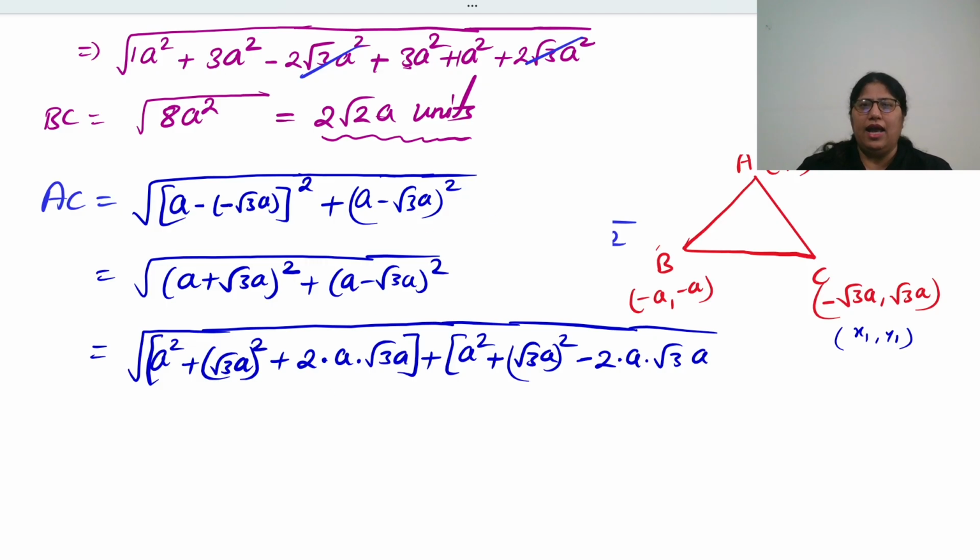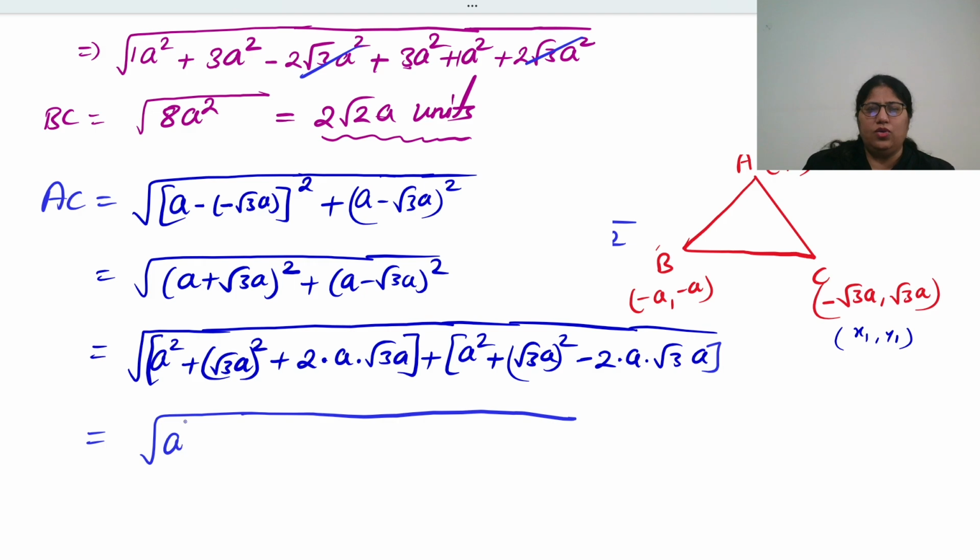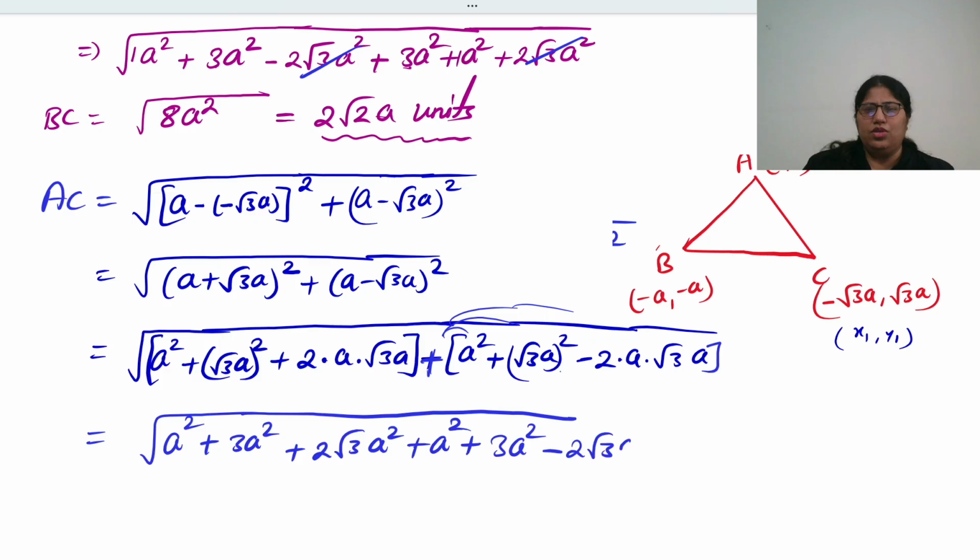So it will get cancelled, but before that let us open the bracket, right? So first, root 3a into root 3a will be 3a square. Then here plus 2 root 3a square. Now because there is a plus sign, there is no change in sign inside the bracket because it's multiplying with a positive value only. Plus a square plus root 3a into root 3a will be 3a square minus 2 root 3a square.